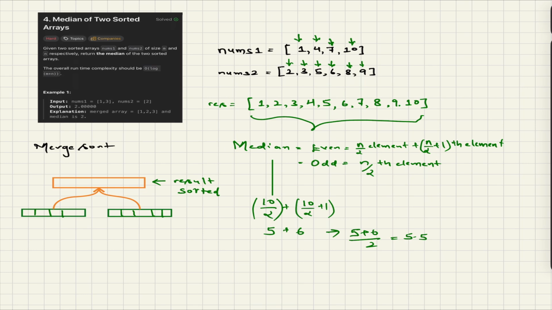Now what is the problem with this? Merge sort takes O of m plus n time, so this is taking linear time. In this question, they have asked that the overall time complexity should be O of log of m plus n. So we'll try to look for a better approach than this.